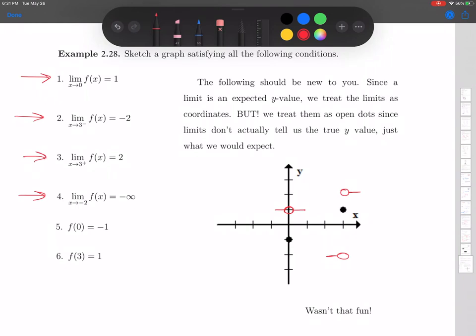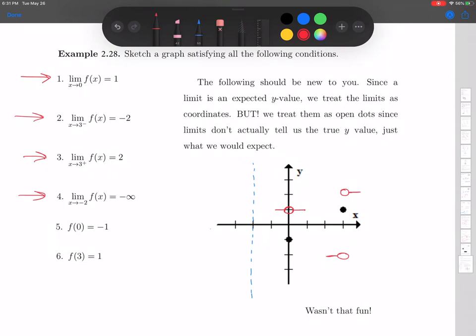The limit as x approaches negative 2 in general. So in general, that means from the left-hand side and the right-hand side, they're going to be going to the same place. Where is that place? Well, it is negative infinity. So let's go ahead and go to negative 2. I'm going to do this in blue. I'm going to put a little bit of a line here for a vertical asymptote.